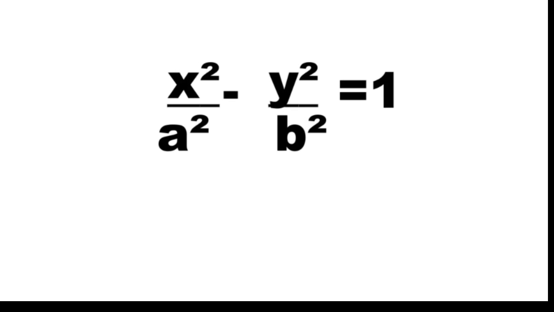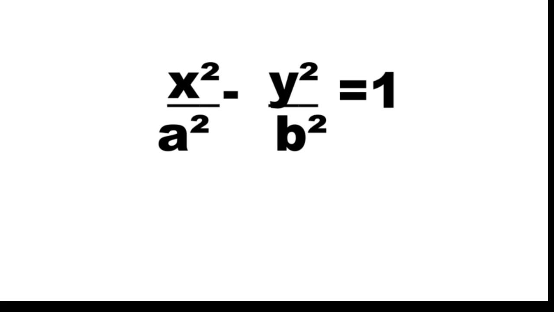Hyperbola with center not at the origin. In the previous videos, we discussed hyperbola with center at the origin. Now, we are going to discuss hyperbola with center not at the origin. The equation of a horizontal hyperbola with center at the origin is x squared over a squared minus y squared over b squared equals 1.